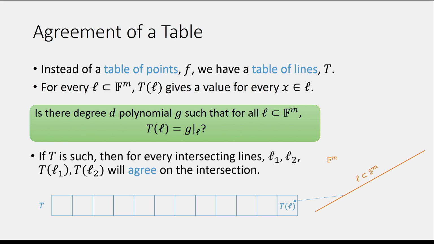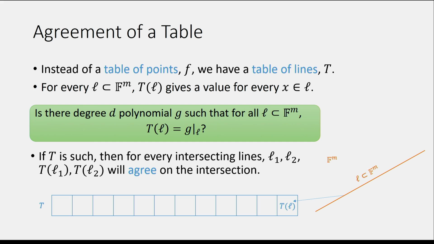And as I said before, if this T actually is a degree d polynomial, then for every two intersecting lines, L1 and L2, T of L1 and T of L2 are both degree d polynomials, and they agree on the intersection. Now, the converse also holds. If you have a table that has perfect agreement and is always a degree d polynomial, then in fact it corresponds to some degree d polynomial g.